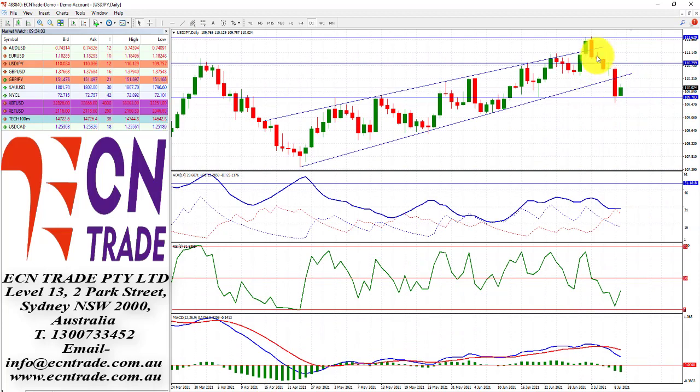The dollar yen, well, the view for that was to see this channel line being taken out. The reason why I felt that is because the top side was taken out and no doubt the bears would take the bottom line out. So I put an extension down to 109.60-70.